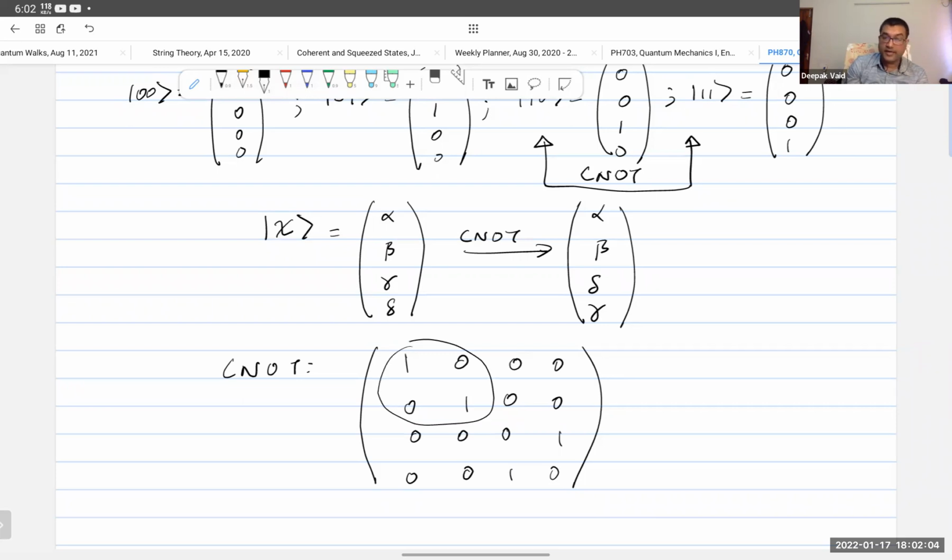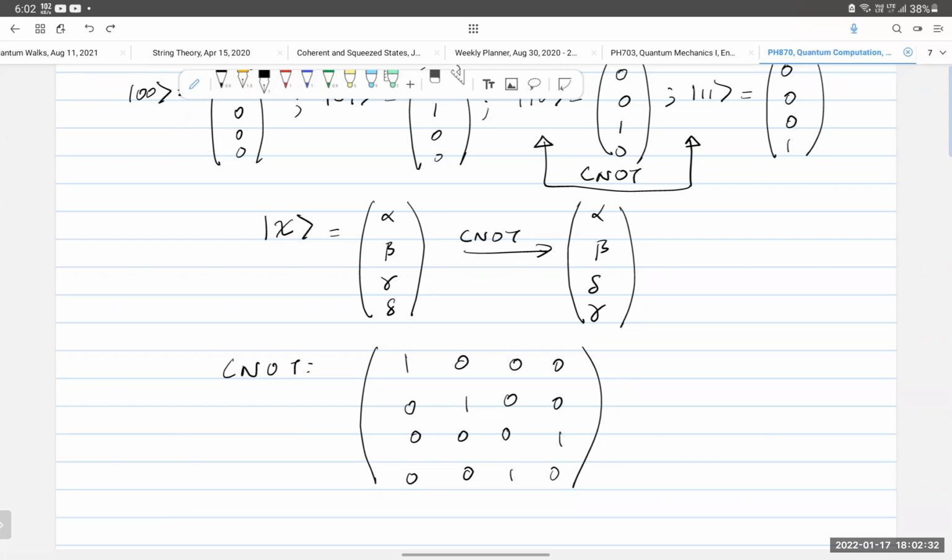This is the diagonal part. The first two components are not affected, right? And this is the off-diagonal part. This only swaps the last two components, right? So this is our CNOT gate, and I think at this point Rakshit probably has to leave. So I'll take your question, Rakshit.